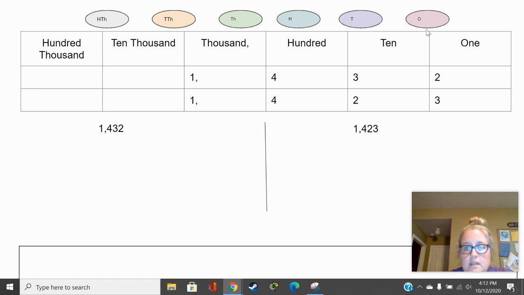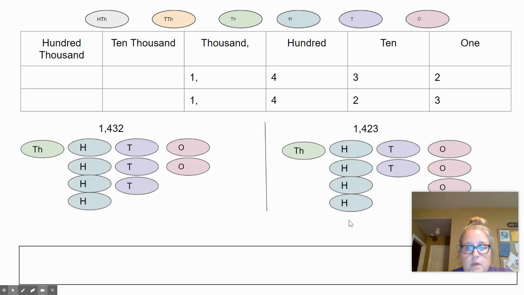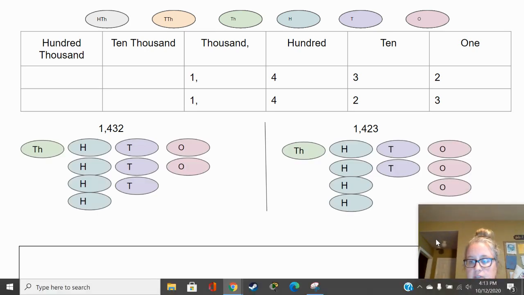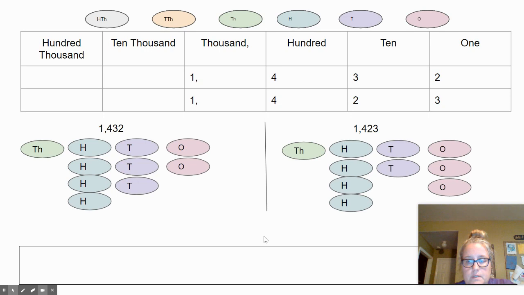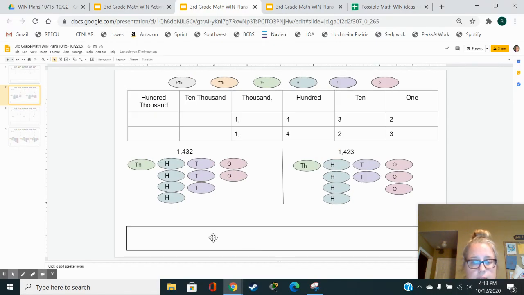So just like we did in the examples, we are going to put the numbers in a place value table. We are going to write each number. After we do that, we are going to actually model the number with our place value discs so you're able to compare them. So I'm going to come out of present mode again. And down here, I am going to compare my 2 numbers.